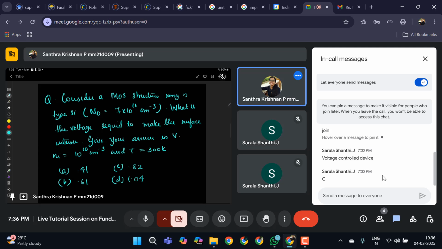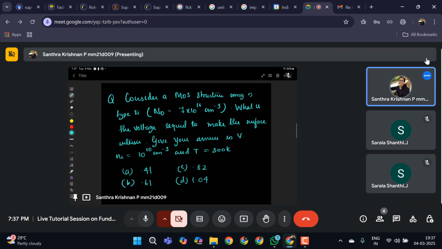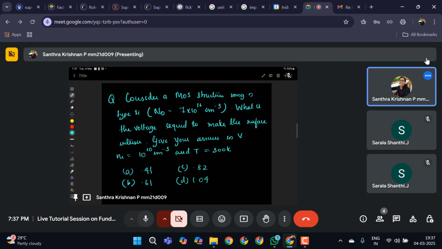So we have a MOS structure. So in that the ND value is given. It is said that it is an N type, therefore they have given the ND. And what is the voltage that is required to make the surface intrinsic? So Ni is given as 10 power 10 and temperature is 300 Kelvin. So basically it's a metal oxide semiconductor structure. So it's a layered structure and it is an N type. So what voltage has to be supplied so that it becomes intrinsic in nature? So you can check and solve and let me know.